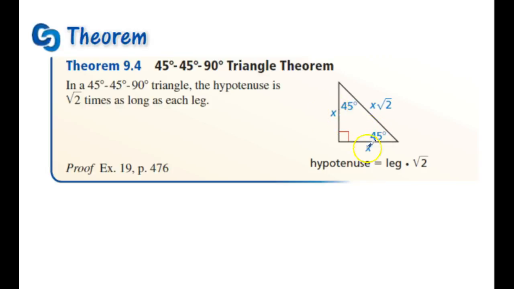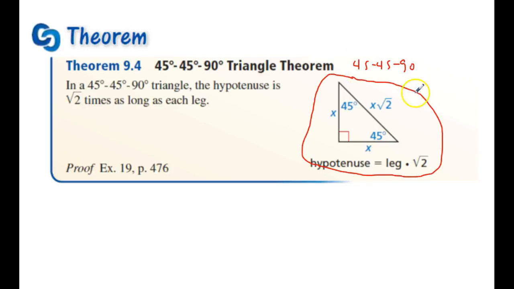But since I know that the legs are the same, we're going to call them x. And then I know the length of the hypotenuse is x times the square root of 2. This definitely needs to be in your notes right here. And this is a 45, 45, 90 triangle. Okay? This needs to be somewhere we're going to reference often. The biggest thing to note is that the leg is going to be x, and the hypotenuse is x times the square root of 2.